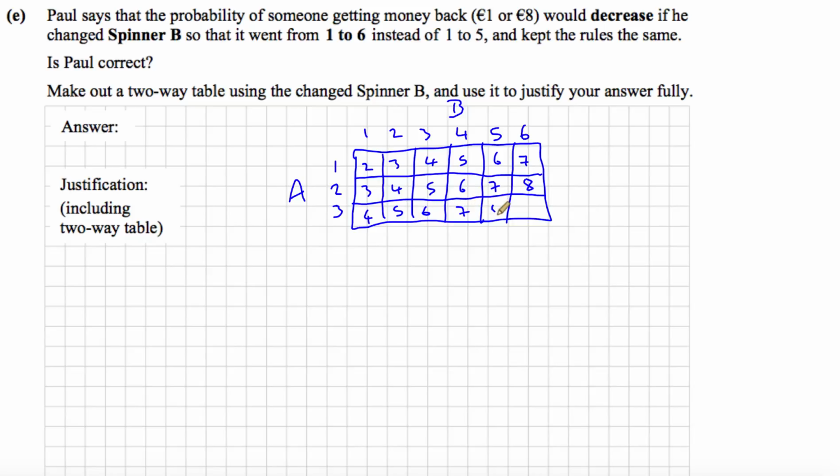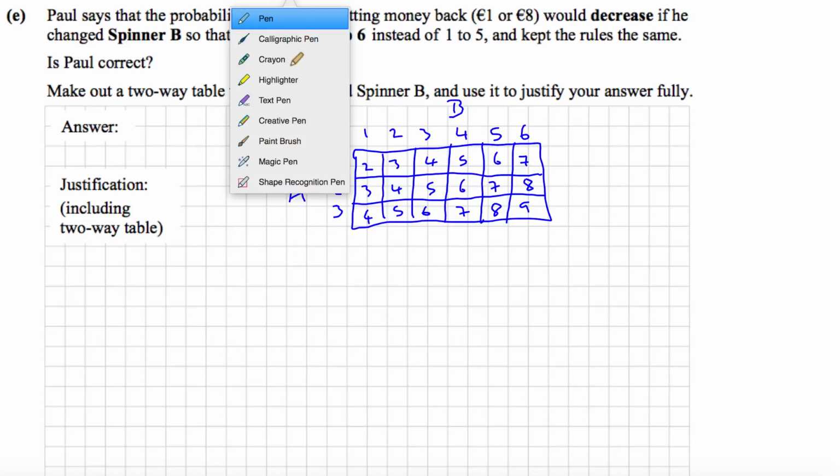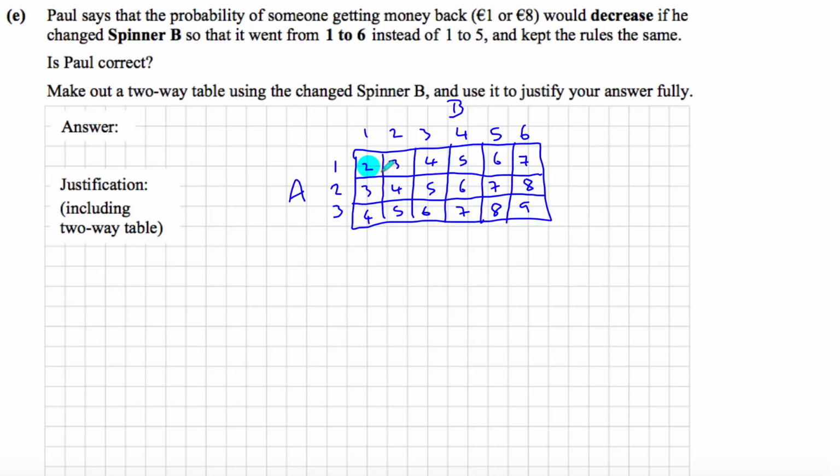And they want to know, Paul says the probability of someone getting money back, so that's money back with the same number, or 8 euro. So the chances of getting two the same are 1 and 1, 2 and 2, 3 and 3. And then there's also the chance of getting an 8, to get 8 euro back. So we can see there the probability of getting 1 euro or 8 euro in this case is 1, 2, 3, 4, 5, and this time it's out of 3 rows of 6, so it's out of 18, so 5 out of 18.